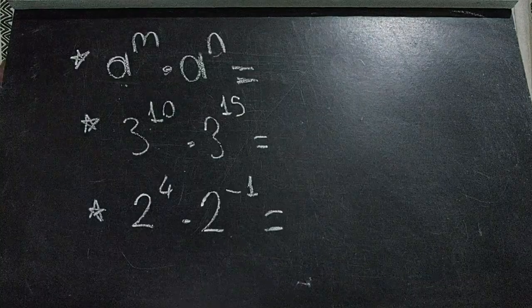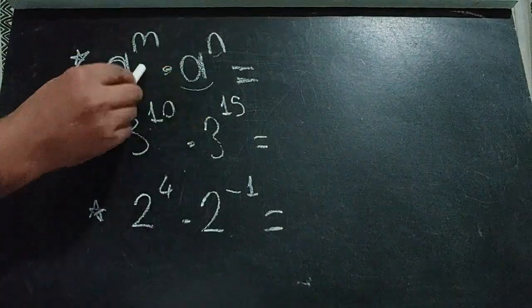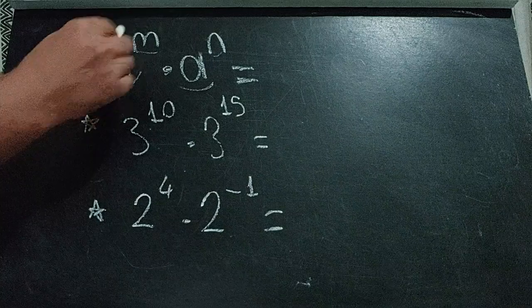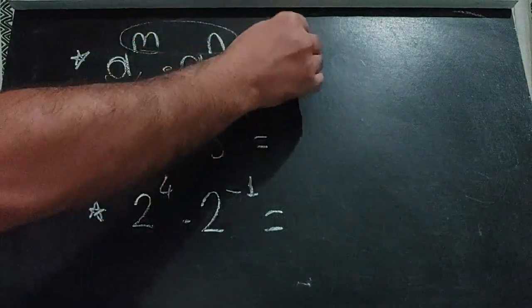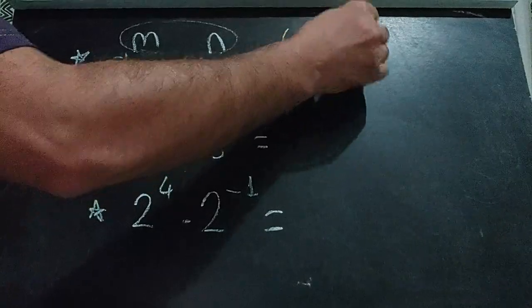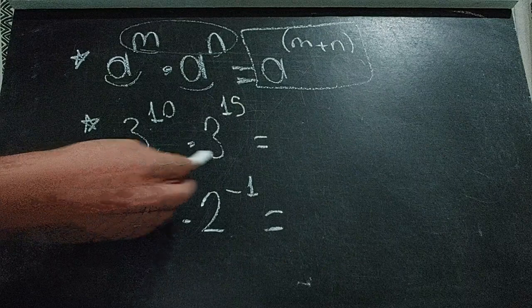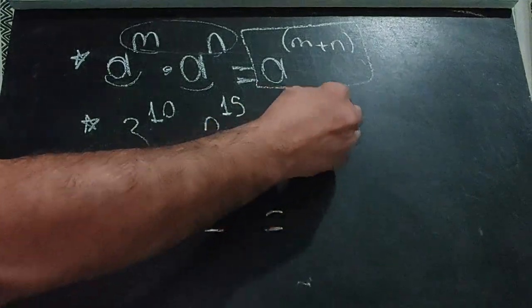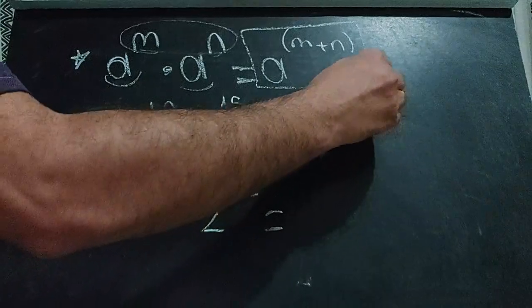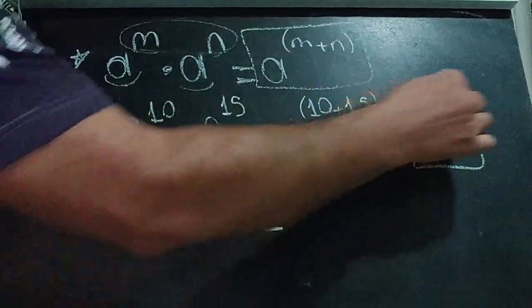In multiplication, if you have the same bases, attention, you add powers to each other. That will be a to the power m plus n. The result will be that. So for example, the same bases, 3 power 10 plus 15. That will give me 3 power 25.